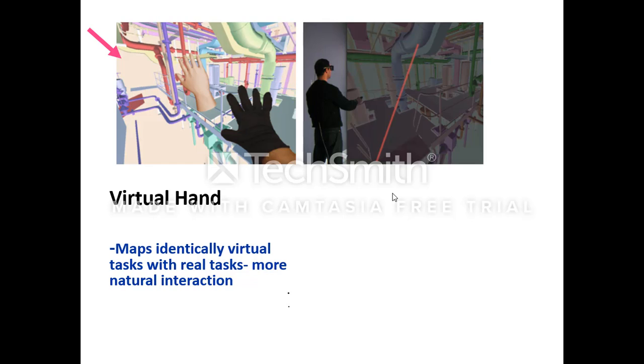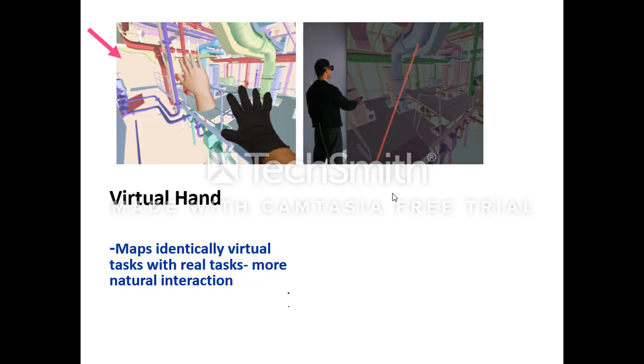There are two main 3D selection metaphors used here: a virtual hand, as you can see a hand in the left picture, and a virtual pointing. You see a red ray on the right side.